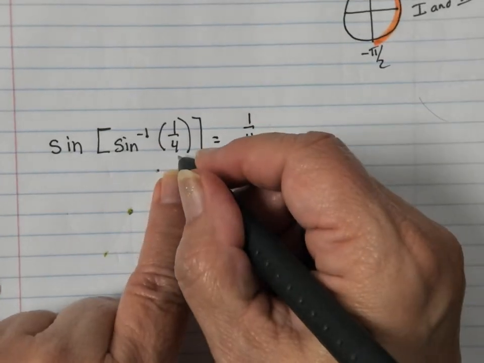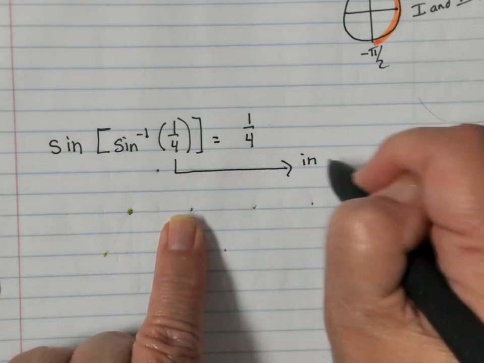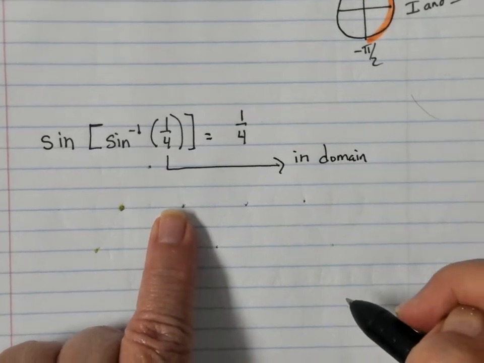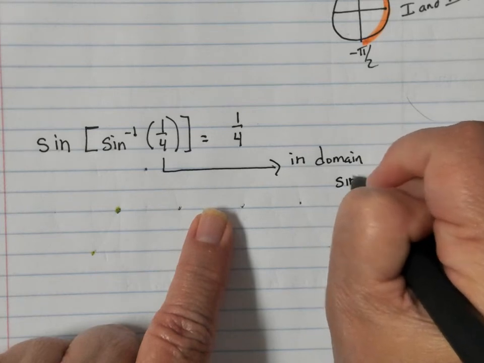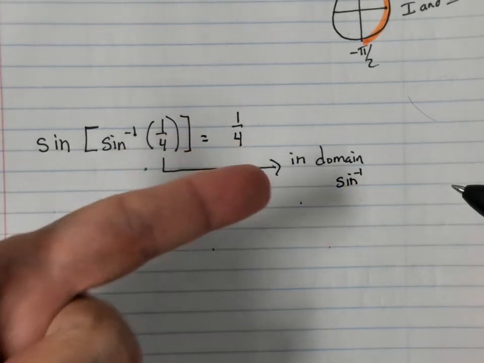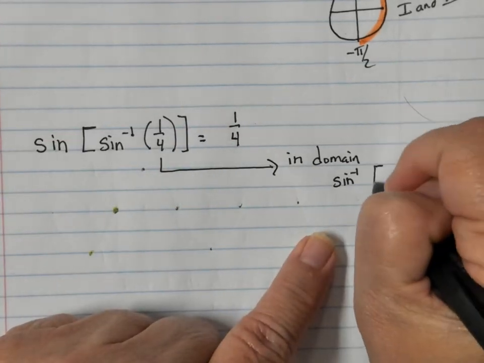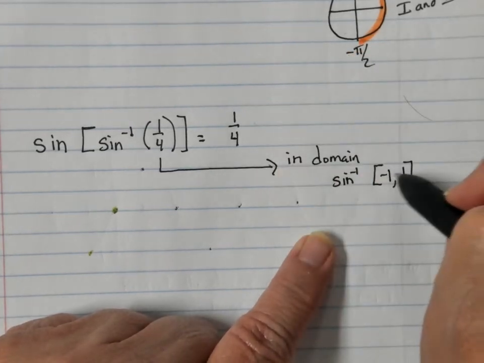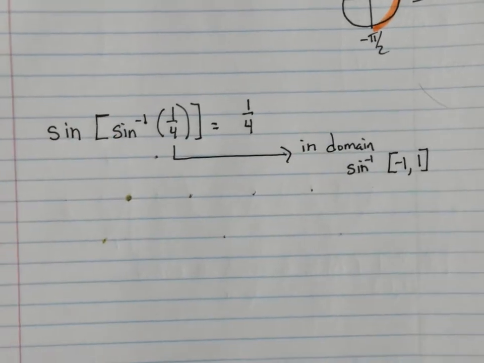Provided that this number here is in my domain. So remember, for inverse sine, the domain of the inverse is the range of the original. So the domain here goes from -1 to 1. And 1/4 is in between those two. So then, yes, that works out.